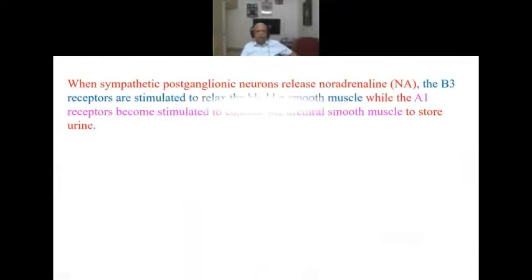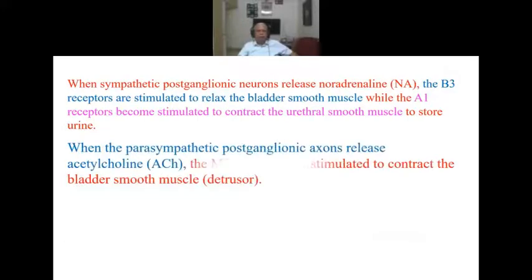So when the sympathetic postganglionic neurons release noradrenaline, the beta 3 receptors are stimulated to relax the bladder smooth muscle, while the alpha 1 receptors are stimulated to contract the smooth muscles of the urethra. So this secondary action, this alpha receptor blocker, is used again for conservative management of prostate urinary symptoms. We will see shortly what the drugs are that we are going to use.